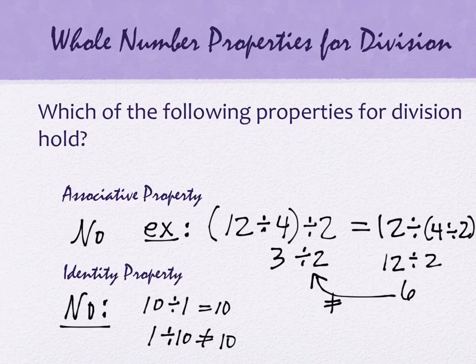So this happened with subtraction. Do you remember it? 0 sort of had this half identity. If I subtract 0 away from things, it works. But if I do 0 minus something else, it doesn't work. So there is no identity element for division.